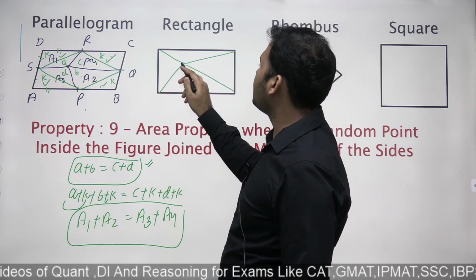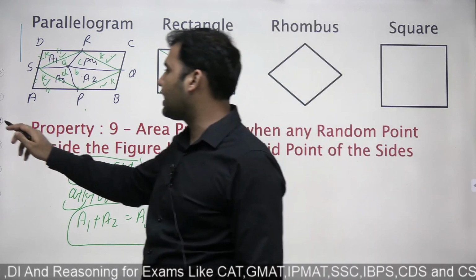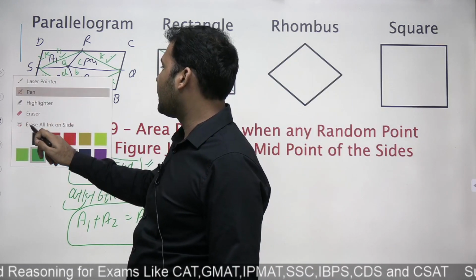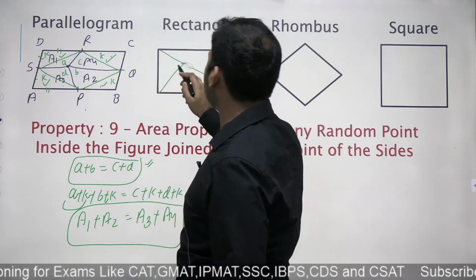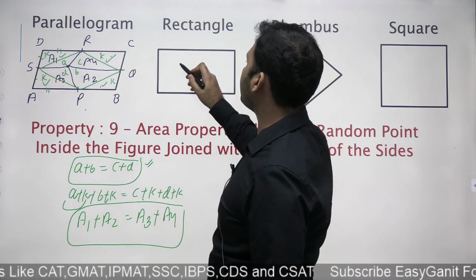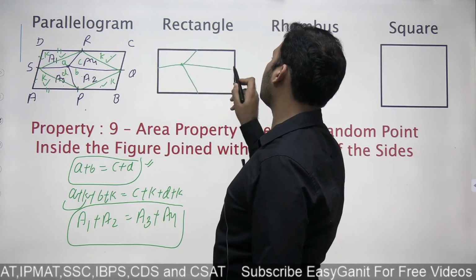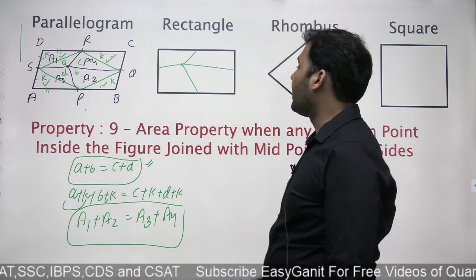So in this case also when I'm joining it with the midpoints, रेक्टेंगल के केस में अगर मैं any internal point, if I take any internal point and I join it with the midpoints, right, तो क्या यही प्रॉपर्टी रेक्टेंगल के केस में भी चलेगी क्या? Yes, it will work. Why?